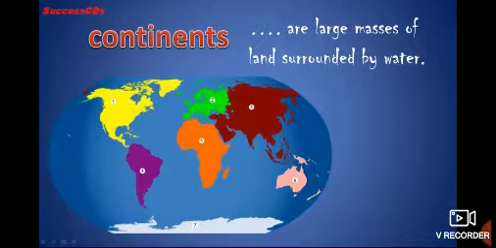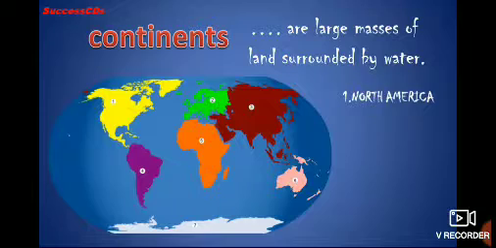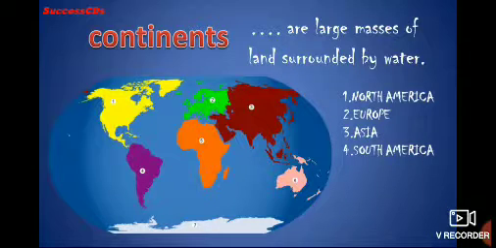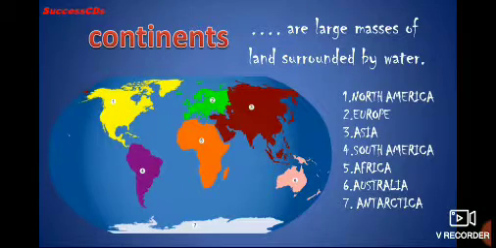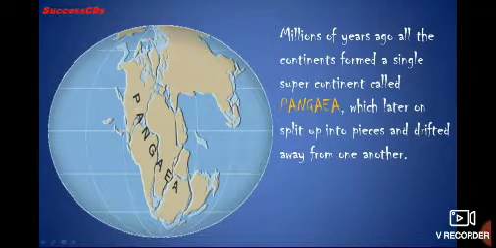We all know that continents are large masses of land surrounded by water, and there are 7 continents: North America, Europe, Asia, South America, Africa, Australia, and Antarctica. Millions of years ago, all the continents formed a single supercontinent called Pangaea, which later on split up into pieces and drifted away from one another.